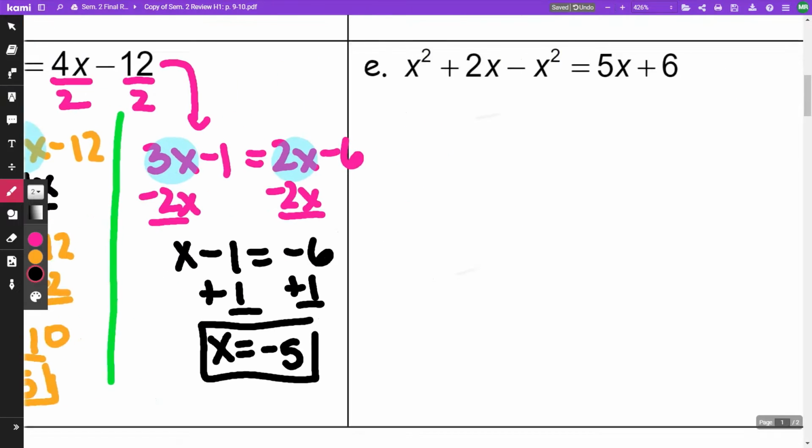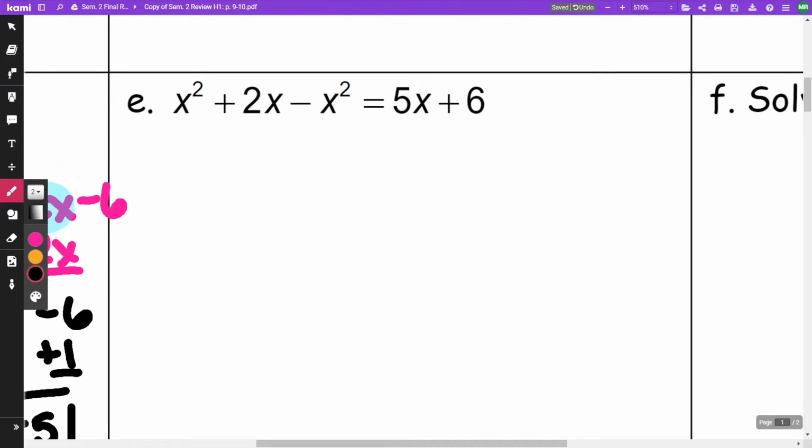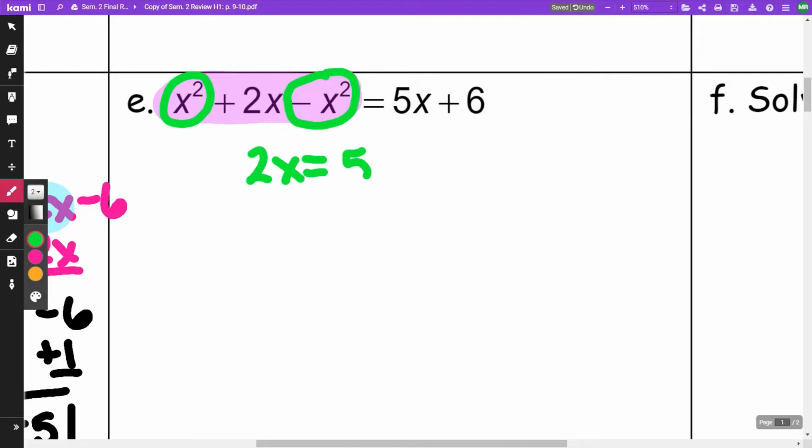On letter E, when I have things on the same side of the equal that I can clean up, that are like terms, I'm going to clean them up. So in this situation, this x squared minus, that minus goes with the second x squared there, x squared minus x squared, those cancel out. And I'm going to be left with 2x is equal to 5x plus 6.